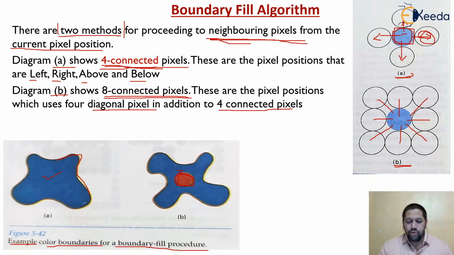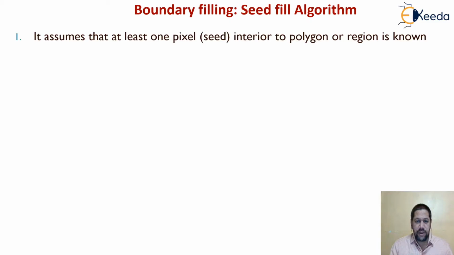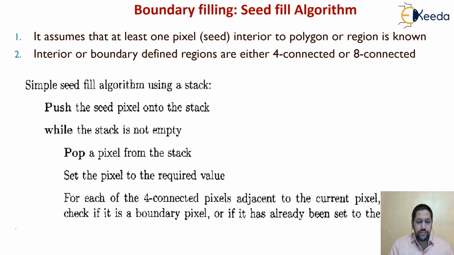I hope everyone is very clear about what four connected and eight connected neighboring pixels are. Let us move to the next point, the algorithm. Generally it is known as the seed fill algorithm. This seed fill algorithm comes under the boundary filling algorithms. I think we learned the edge fill algorithm in the previous session.